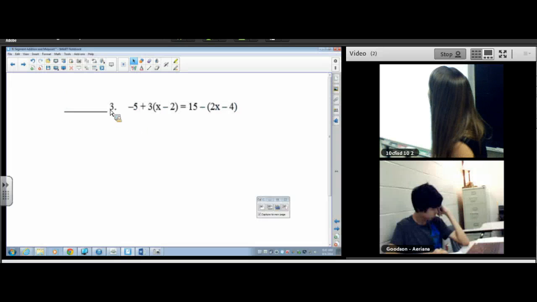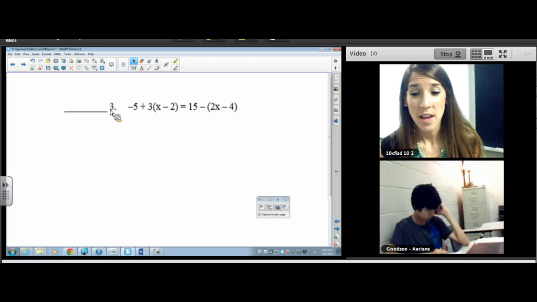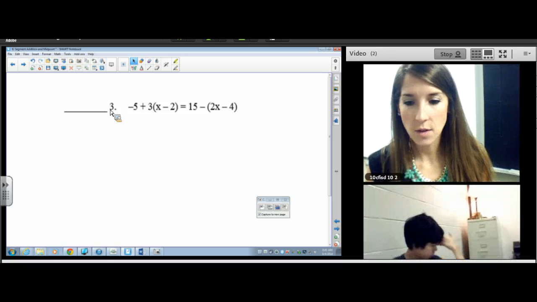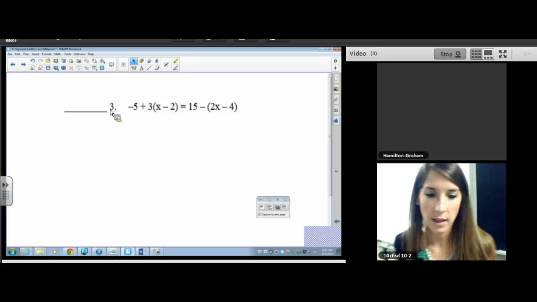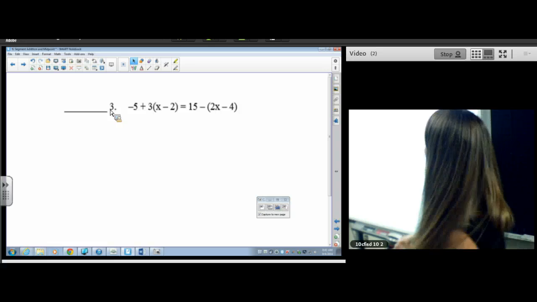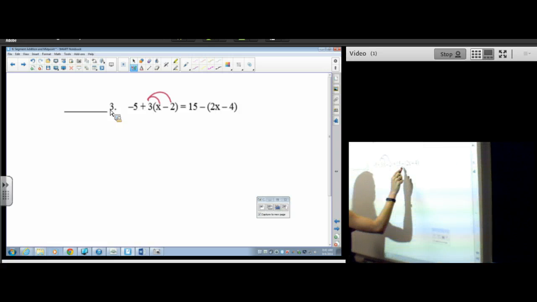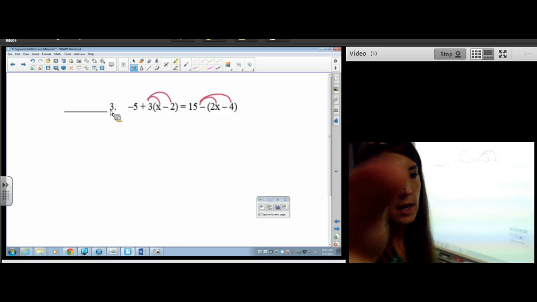All right, number 3. The first thing that you would do here is you would clean it up. It's like you just walked into your room and there was a huge mess and you've decided that you need to clean up the mess first, okay? So we are going to clean this up. All right, so if we want to clean our room up, first we're going to do some distributing. And then we're going to combine like terms, okay? So take that 3 and distribute it.